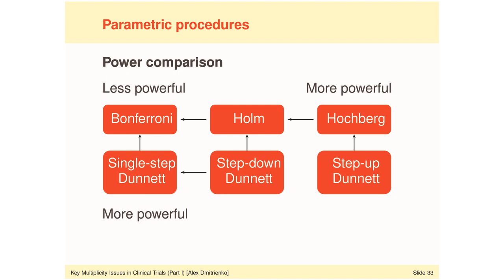And what we have in the lower right corner of this diagram is the step-up Dunnett procedure. It is almost the best procedure on the slide. It gives us more power than the Hochberg, but as I explained a couple of minutes ago, a bit surprisingly, it is not guaranteed to be always better in terms of power than the step-down Dunnett. And in addition, since there is no simple way to implement the step-up Dunnett, the award in this category probably goes to the step-down Dunnett procedure.